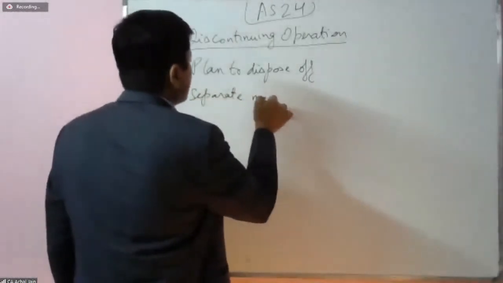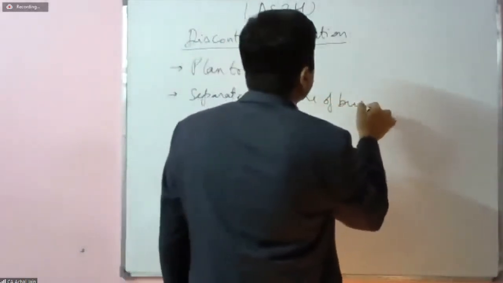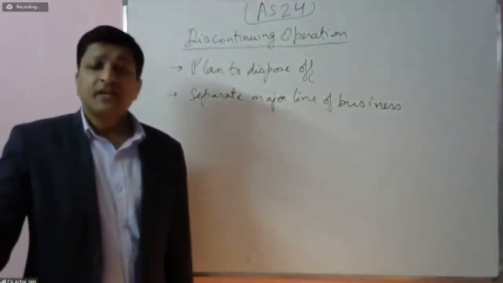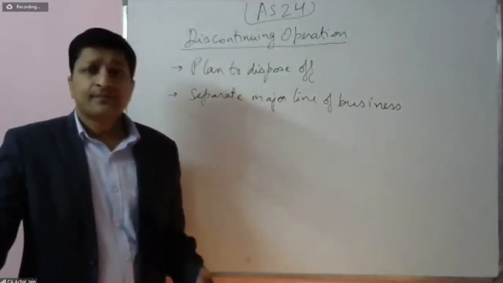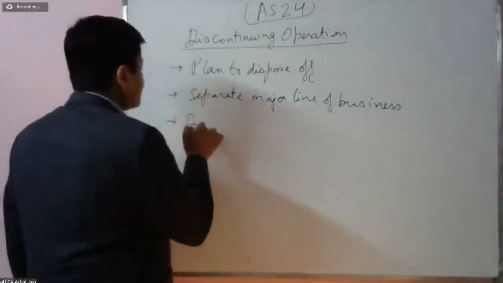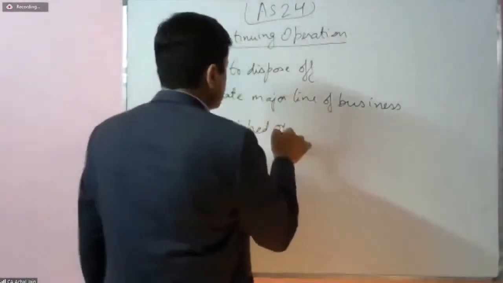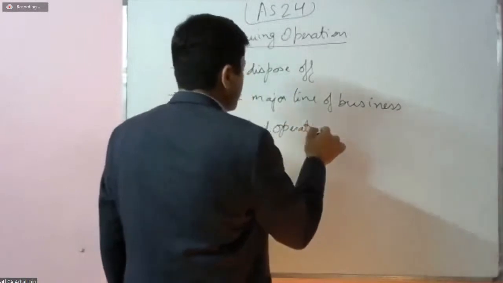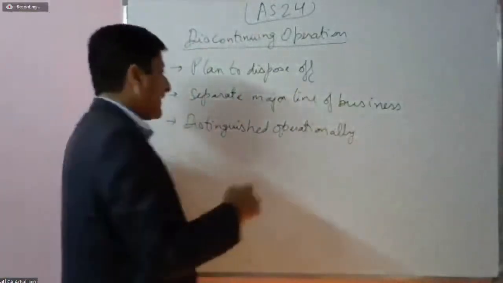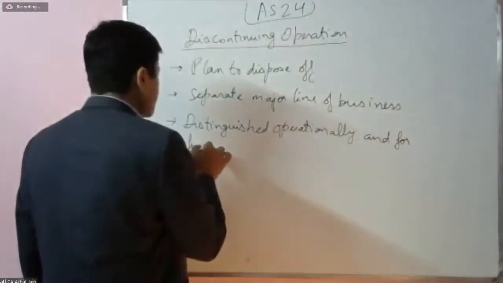Separate major line of business. And when you say separate major line of business, it means the line of business which can be distinguished operationally and for financial reporting purposes.